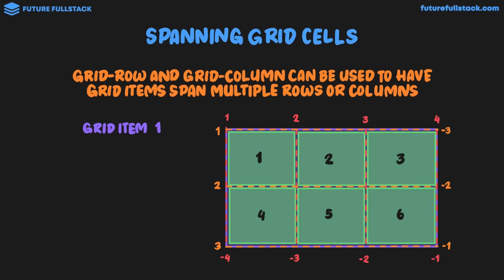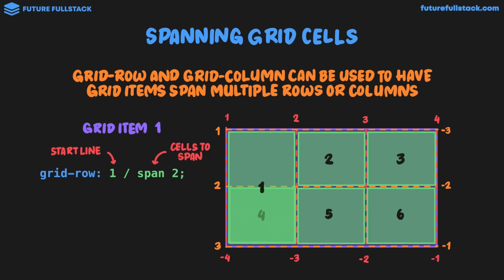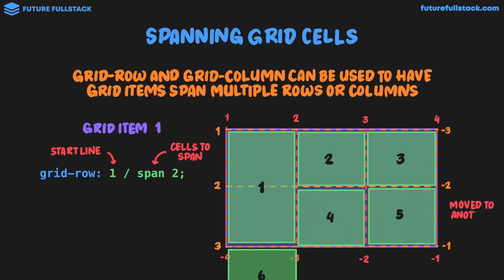Let's take a look at this same setup, but now focusing on the grid row property. Our start line is number 1, and you'll see now instead of an end line, I'm using the special notation of span with a number, where the number is the cells to span. So this is saying start at grid line 1 and span 2 grid cells. So the result will look like this. Our grid item 1 will span 2 grid cells. And just like before, because grid item 1 is now occupying another cell, our grid items need to shift around. Grid item 2 and 3 are fine where they are, but grid item 4 now needs to move to position 5, grid item 5 to position 6, and grid item 6 is going to be moved to another row.